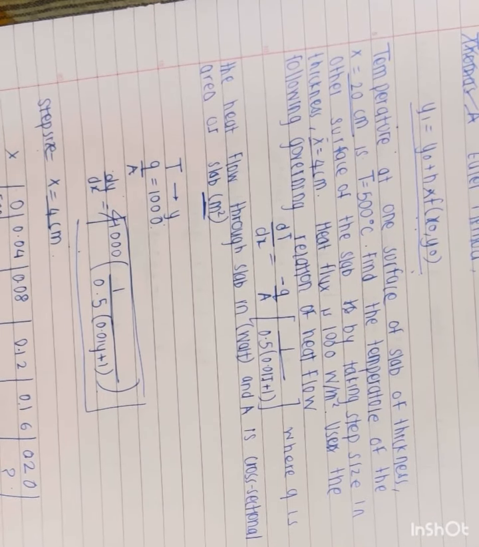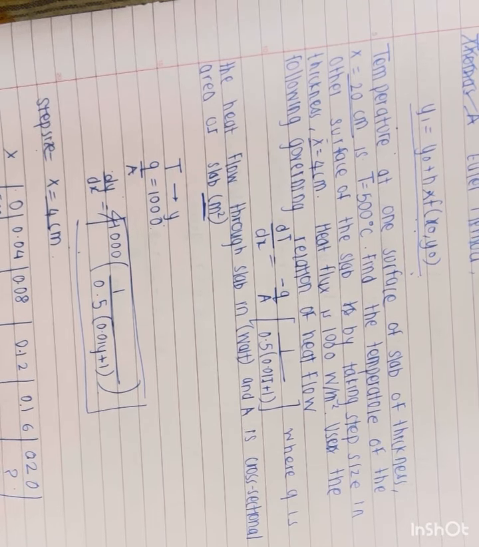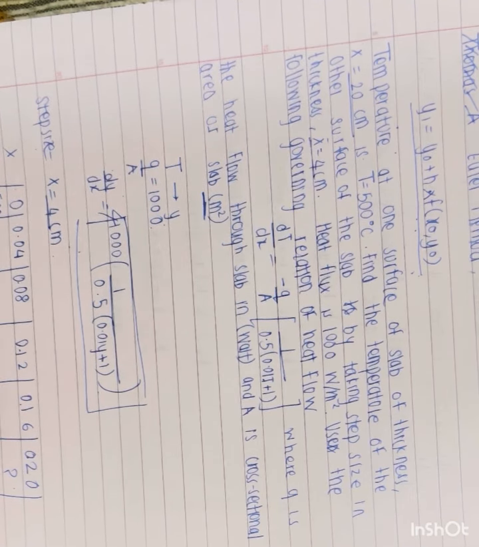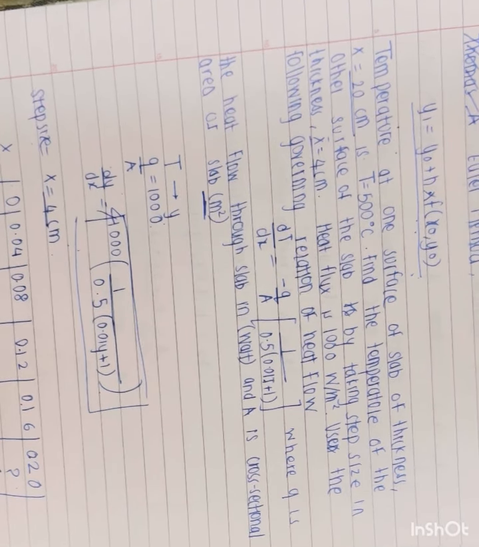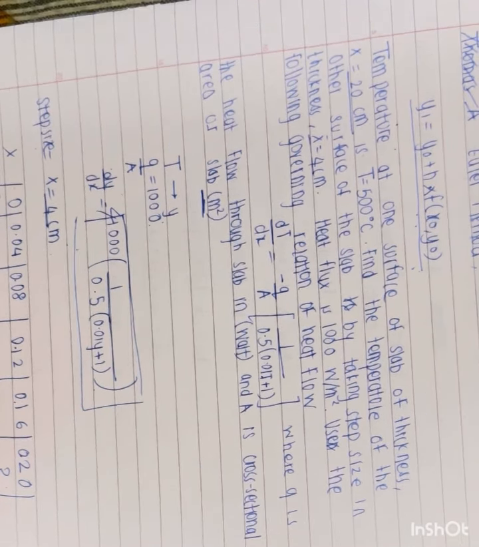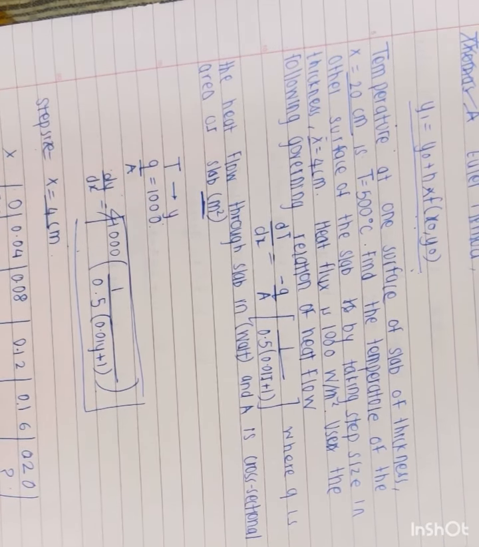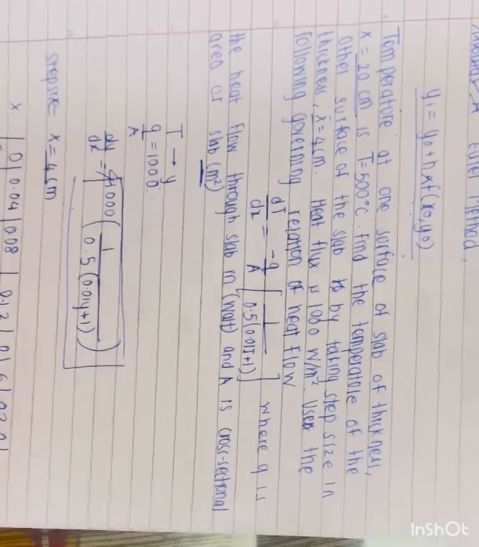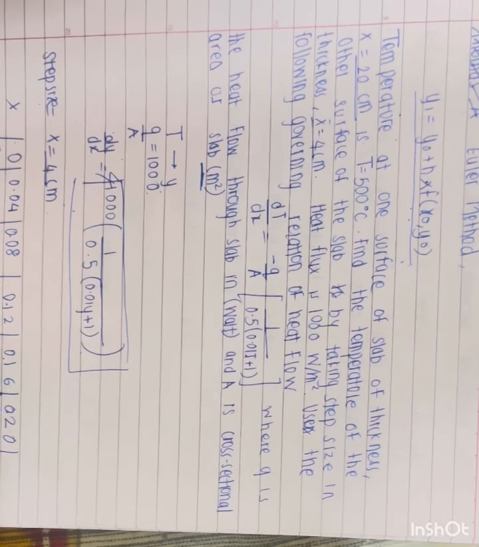And how will we find y1? It is equal to y naught plus h into f of x naught comma y naught. So this value into the step size, which is 0.04, plus the value of y naught, which is 500. So here our answer y of 0.04 is 486.6667.